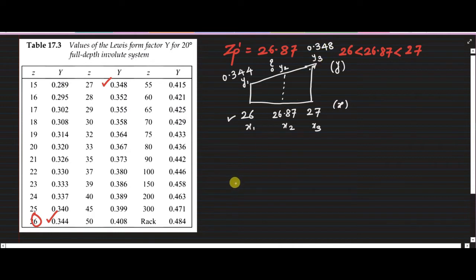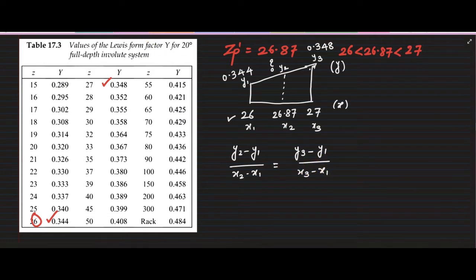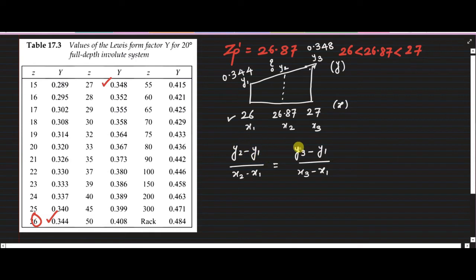Actually, it is a very simple concept. It's just the slope of the line considering linear interpolation. So the formula is (y2 minus y1) divided by (x2 minus x1), which will be equal to (y3 minus y1) upon (x3 minus x1). You should notice that in this entire expression, y2 is the only unknown quantity. All the other quantities are known to us, and that is why we can solve this equation.